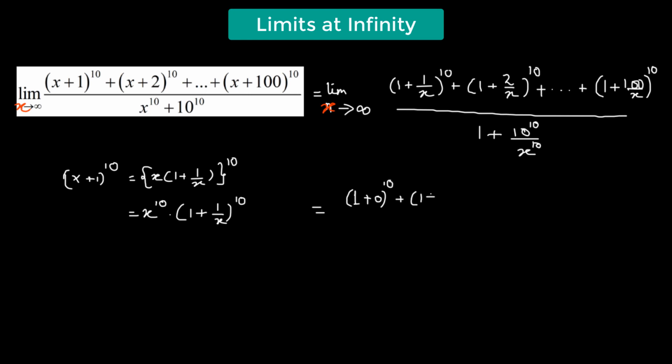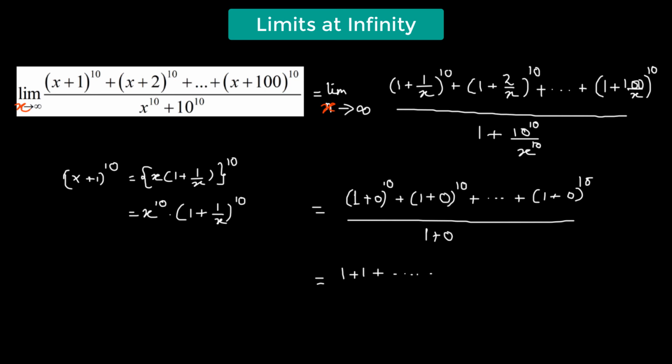plus 1 plus 0 raised to the power of 10, plus all the way up to 1 plus 0 raised to the power of 10, divided by 1 plus 0. So that means we have in the numerator 1 plus 1, so there will be 100 terms here, divided by 1. So we have 1 added to itself 100 number of times, which is simply 1 multiplied by 100. So the limiting value of the given function is 100 when x tends to infinity.